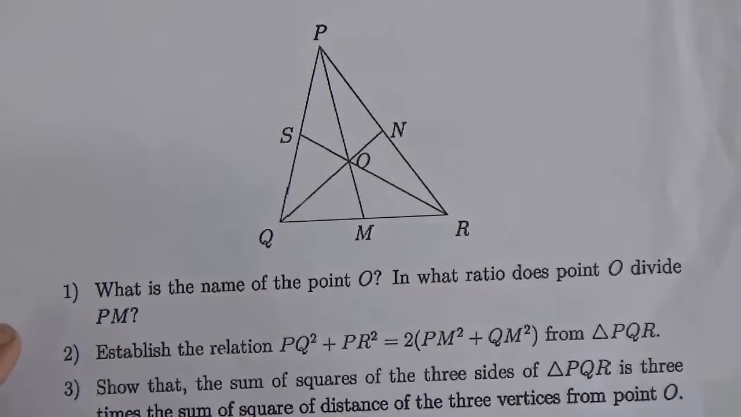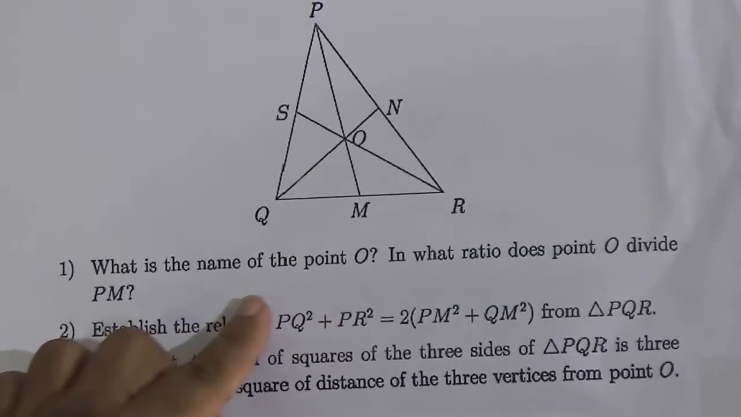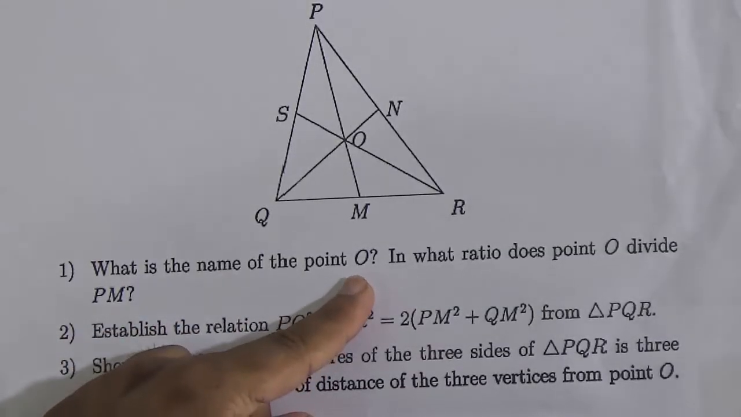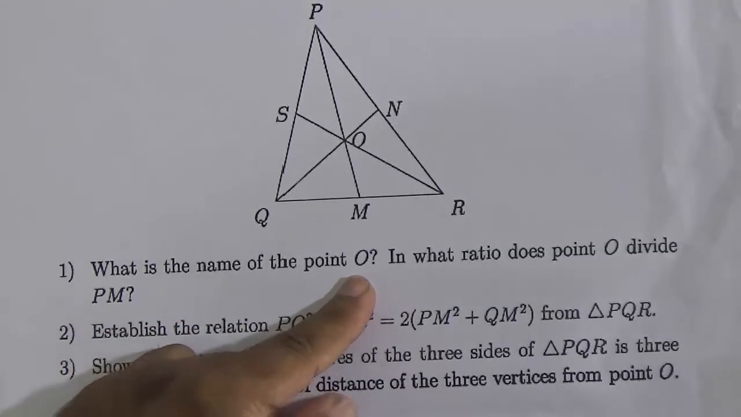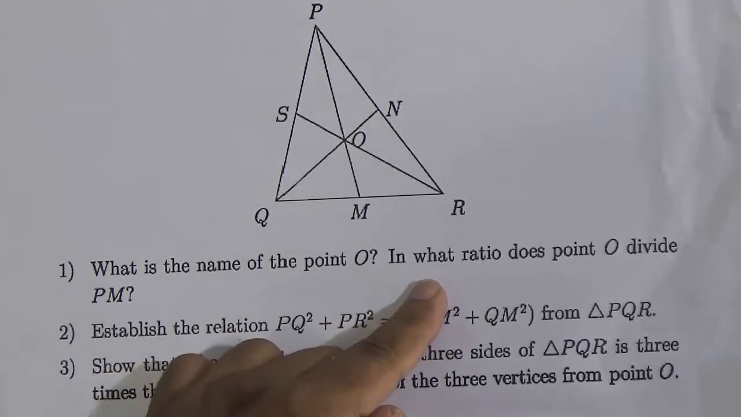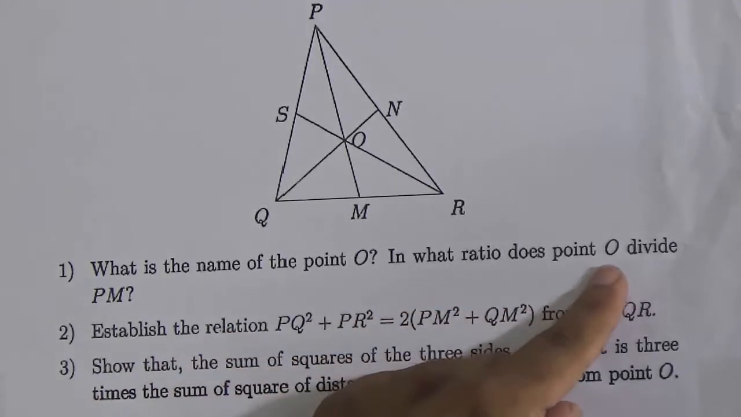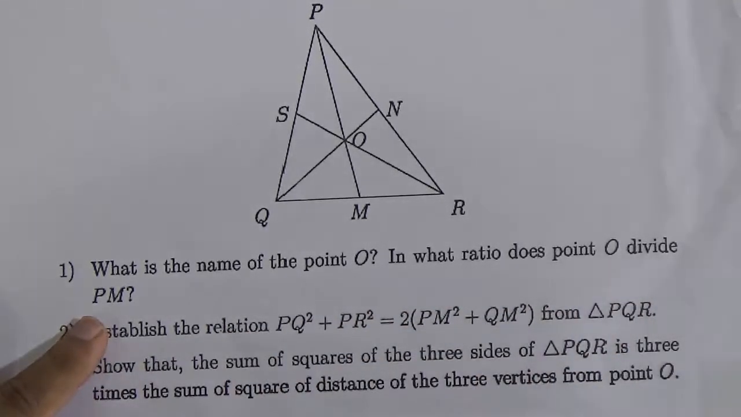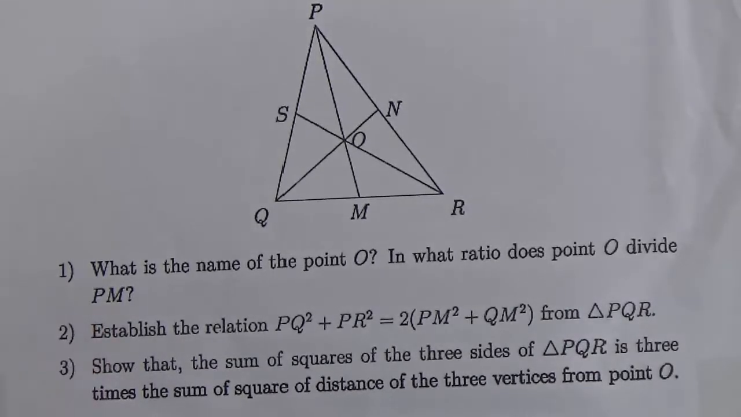Question number 1 is, what is the name of the point O? We need to identify the name of the point O. And the other is, in what ratio does point O divide PM? This is our first question. My dear students, it's a very simple question to solve. This is 15 part 1.